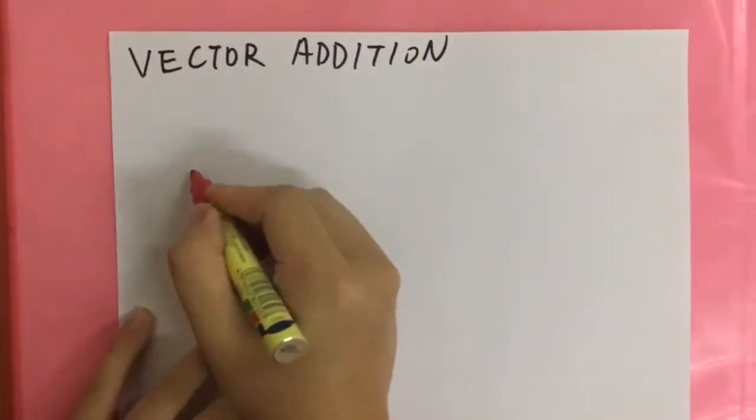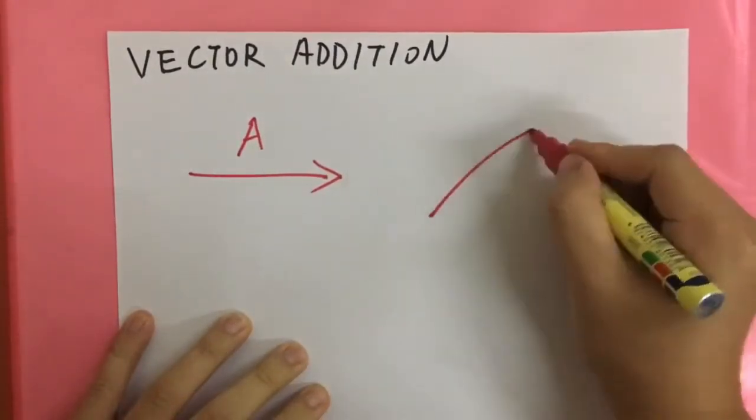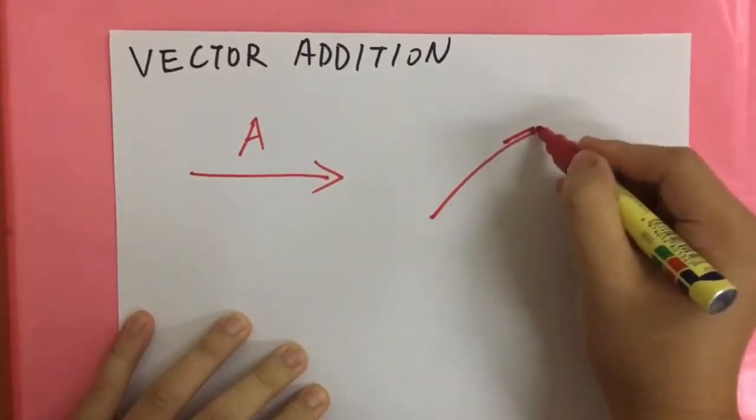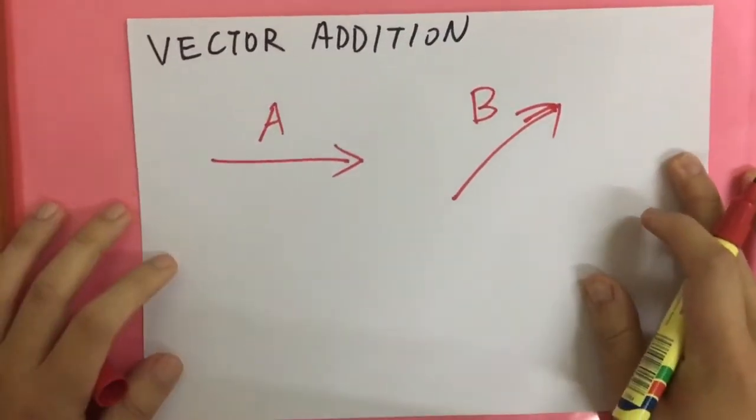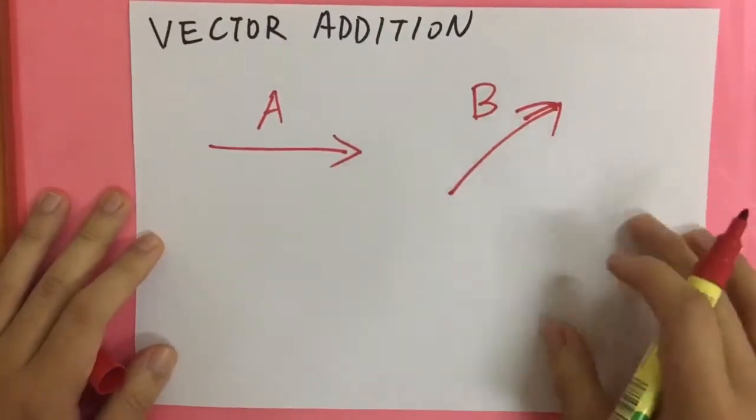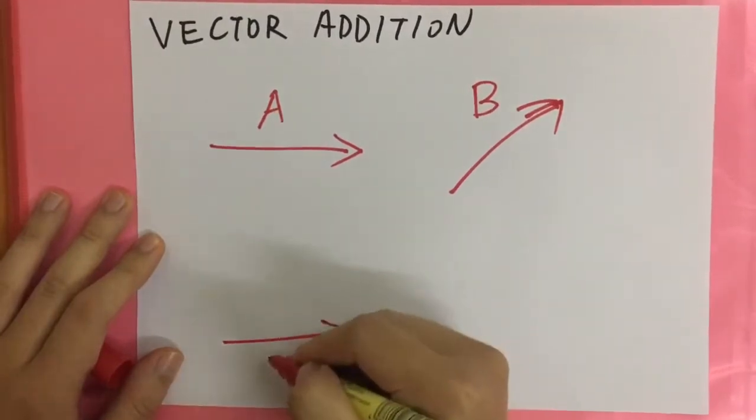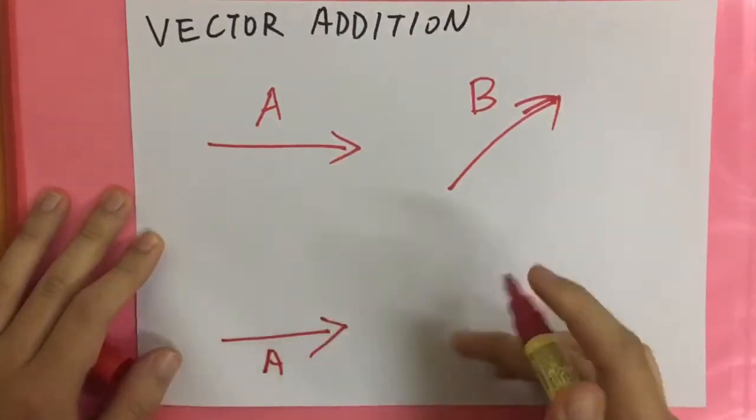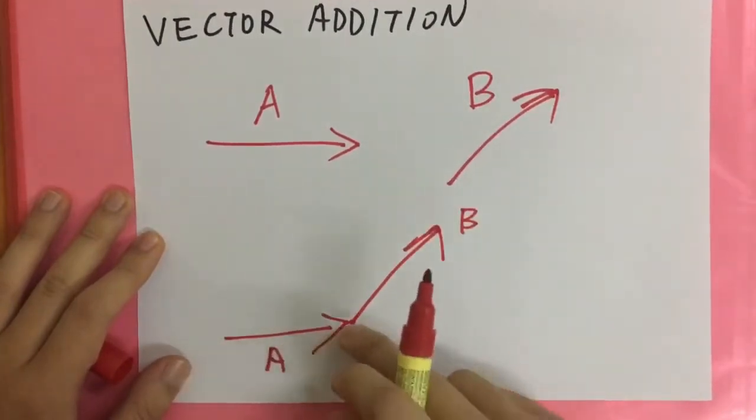So what is a vector? First of all, we have a straight line, A. Second, we have another line, a 45 degree angle vector, named B. So how do we find the resultant vector of these two combined together? First we copy this A and put it here. This will be A, the same length. And we have another, called B. So they are heading in the same direction, as you can see.